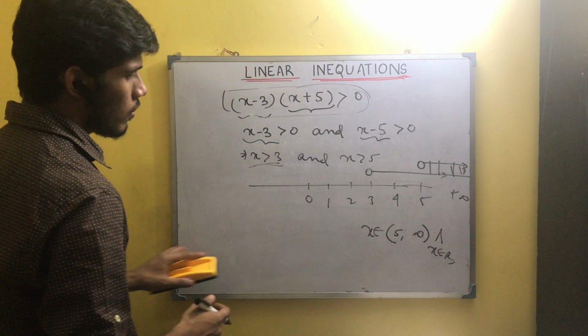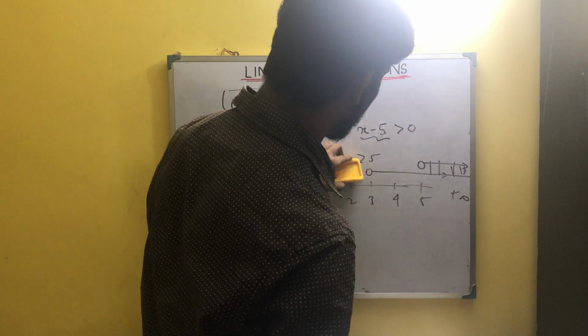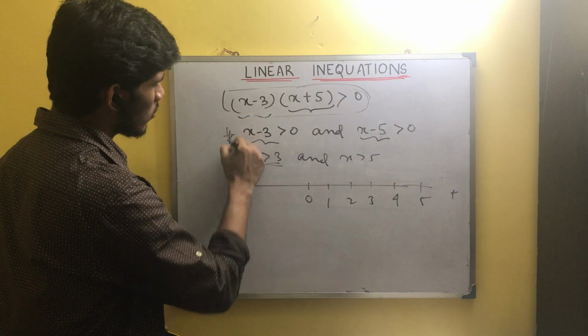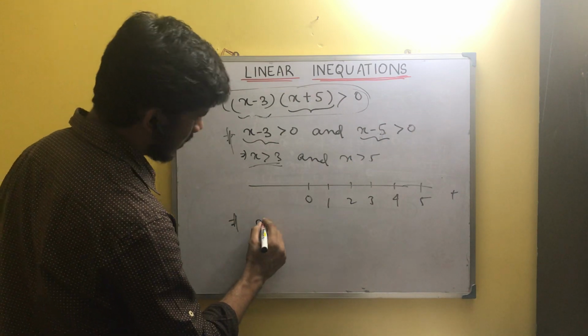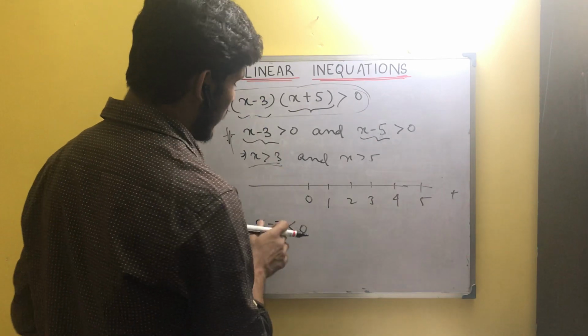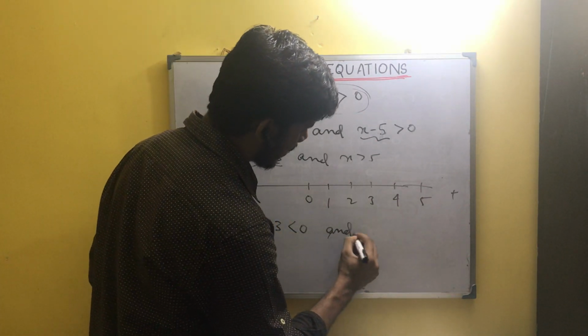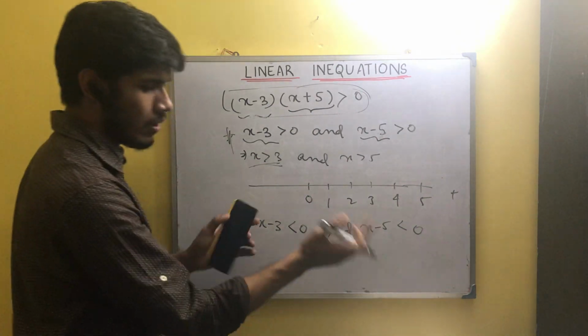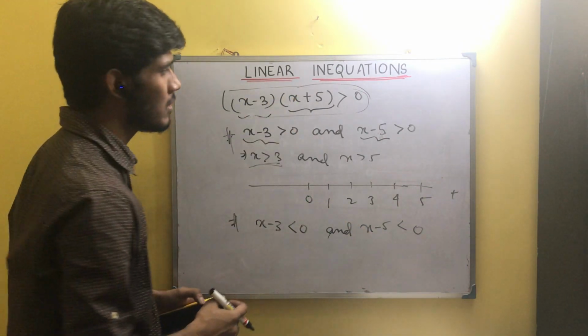Okay, now what is the second part? The second possibility could be what? Suppose this was the first possibility. Now the second possibility is, suppose x minus 3 is less than 0. x minus 3 is negative. If x minus 3 is negative, then your x minus 5 needs also to be negative, isn't it? Negatives when multiplied together will give you a positive number.